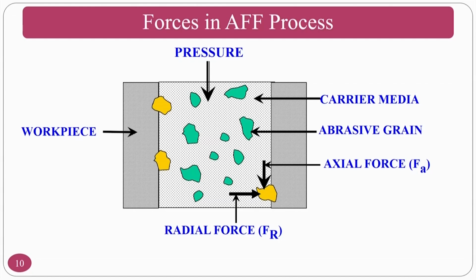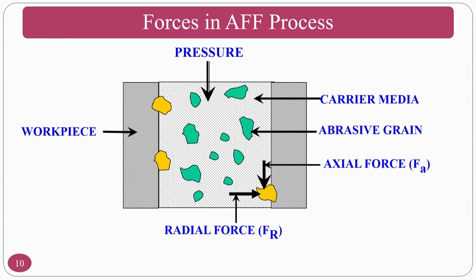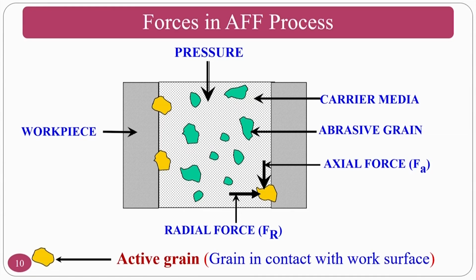Okay. This particular slide will explain active abrasive particles. If your medium is there, the medium will have a lot of abrasive particles, wherein very few abrasive particles will take part in the finishing action, because only these come in contact with the workpiece. So, the yellow ones are active abrasive particles. That means 1, 2 and 3 are the active abrasive particles.